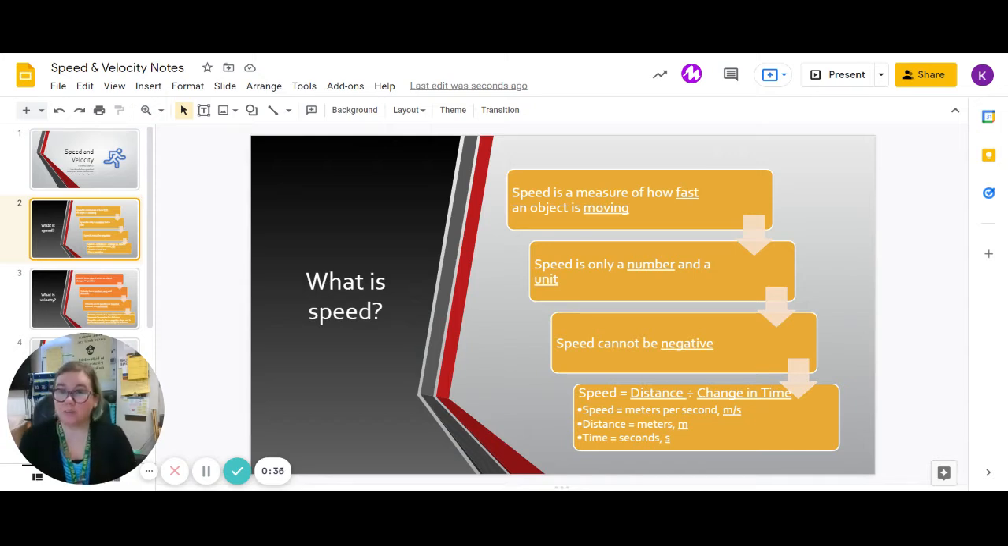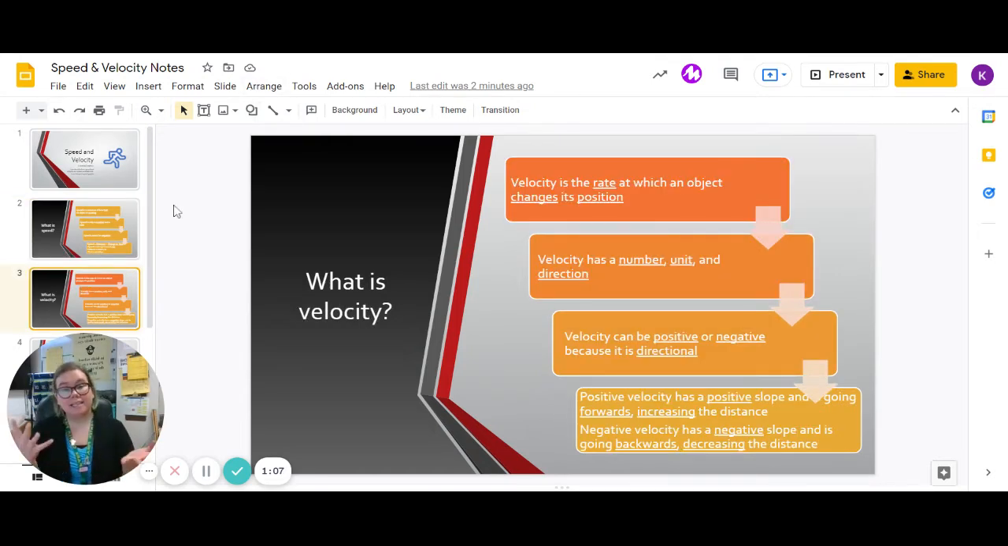And to calculate speed, speed is distance divided by the change in time. And remember our units, speed is in meters per second, or m/s. Distance is in meters, just m, and time is in seconds. So that unit actually shows us how we calculate speed, right? m/s, m divided by s, meters divided by seconds. And that helps us understand speed.